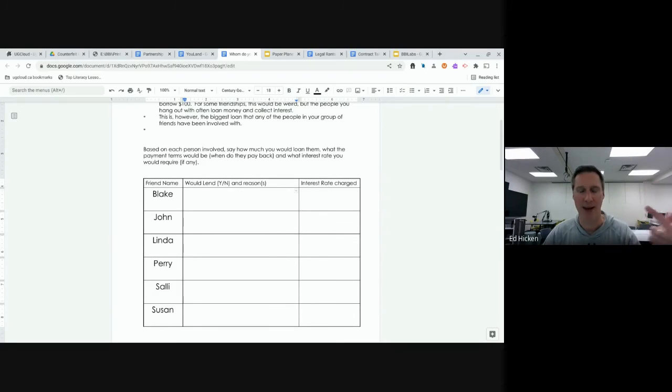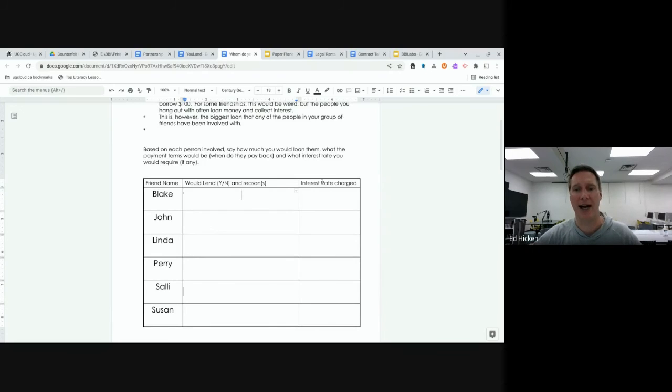If they don't pay you back, if for whatever reason they aren't able to be the trustworthy risk you thought, is there something you could seize, like some collateral, and take away and sell and recover your money that way? So all of these people have various facts and figures about them.